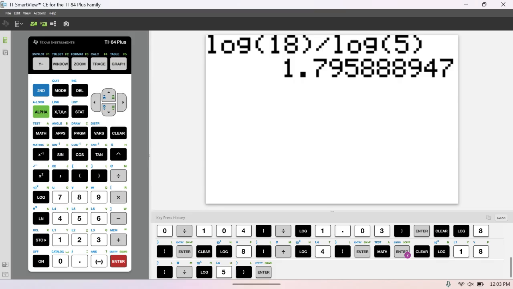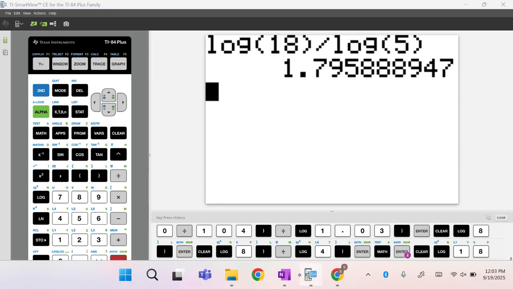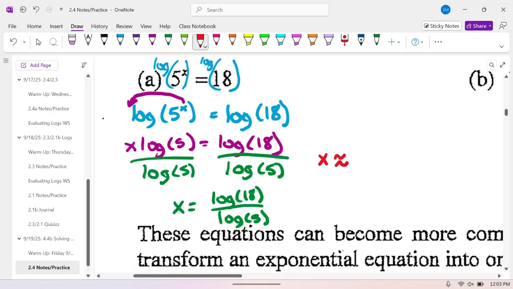1.80 or just 1.8. All right. So this will be approximately, make sure you're using the approximate symbol, 1.8.